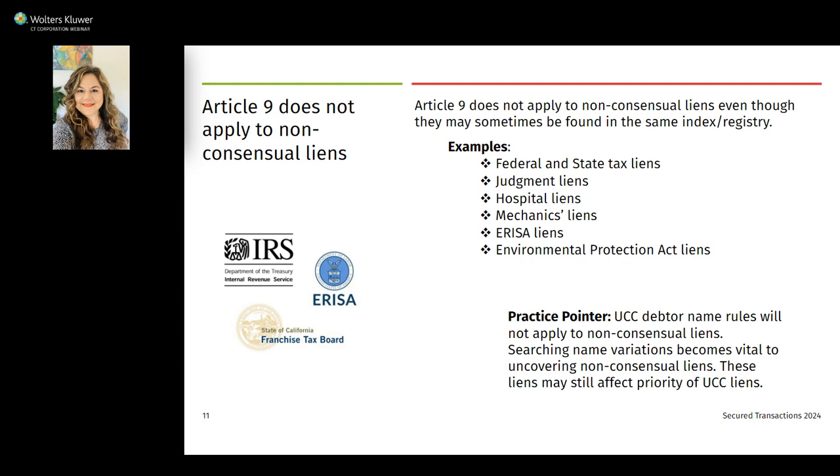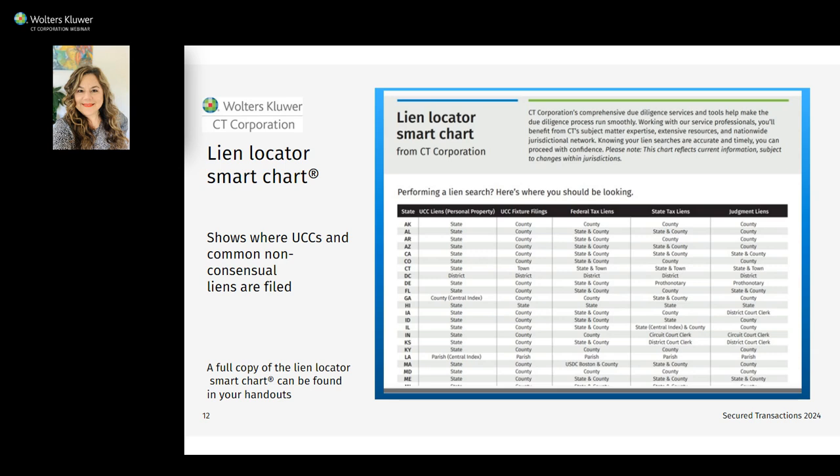As a practice pointer, one of the issues that comes up a lot is that when you're searching, you want to use the correct debtor name, but all of these different lien holders do not necessarily have to follow Article 9 rules. They don't have to follow the name rules found in Article 9, which means that sometimes we have to broaden the names of our searches in order to pick up on these liens. Just something to be aware of as you navigate through this. And we have a whole other presentation on this for another time.